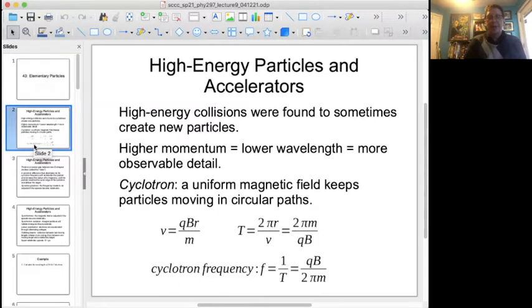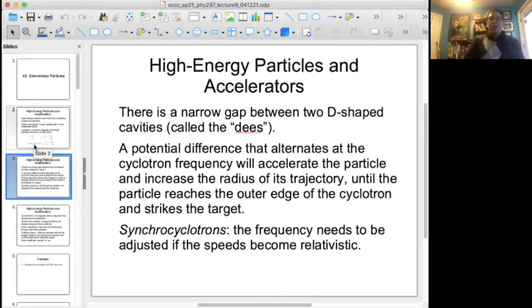or subatomic level. So in cyclotrons, there's typically a narrow gap between two D-shaped cavities that are called the Ds, and a potential difference alternates at the cyclotron frequency that accelerates the particle and increases the radius of its trajectory until it strikes the target. So basically, you have this alternating field going back and forth that makes it possible to accelerate the particle until it reaches the right radius and hits the target.